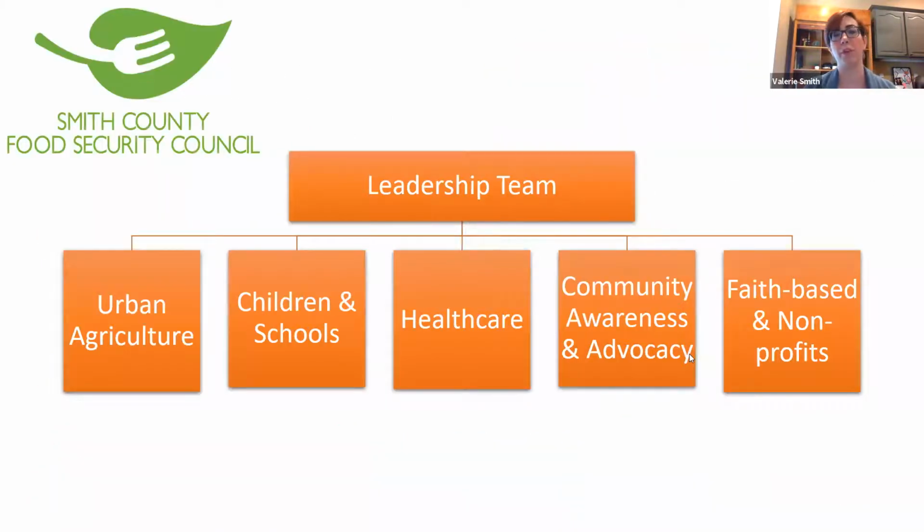And then just to give you a little bit of brief structure, that leadership team oversees 5 work groups that each have specific strategies and goals that they work on. We'll talk about a few of those as we go on today. So we have a group that's working in urban agriculture, a group that's focused on children in schools, one focused on healthcare, one focused on community awareness and advocacy, and then one focused on faith-based and nonprofit organizations. You might notice that a lot of these are common areas of focus for anti-hunger coalitions and food security councils across the country, if your community is fortunate enough to have one already.